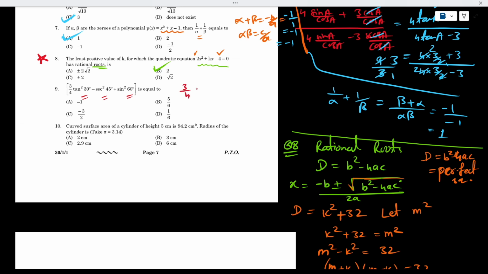If I substitute, 3 by 4 times, you know that tan 30 is 1 by root 3, so the whole square will become 1 by 3, minus sec, which is the reciprocal of cos. Cos 45 is 1 by root 2, so sec 45 is root 2, and its whole square will be 2. Sine 60 is root 3 by 2, so its whole square is going to be plus 3 by 4. After this, the 3 and 3 get cancelled, so this is 1 by 4 plus 3 by 4, which is 4 by 4, that is 1, minus 2 plus 1. So option number A is going to be the right option, which is minus 1.